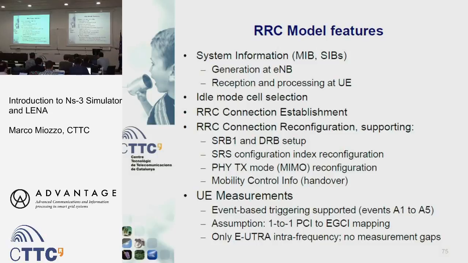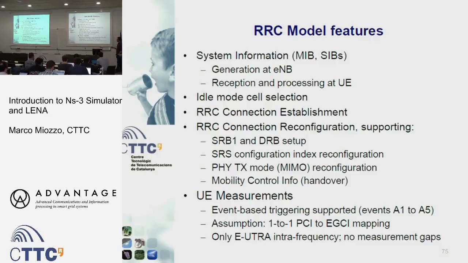And as an assumption, we consider just a one-to-one PCI to ECGI mapping, but this means that the physical cell identity is mapped to only one E-UTRAN cell global identity. This is LTE terminology, so this implies that we can simulate only, let's say, a regional LTE network, but this usually does not affect any simulation.